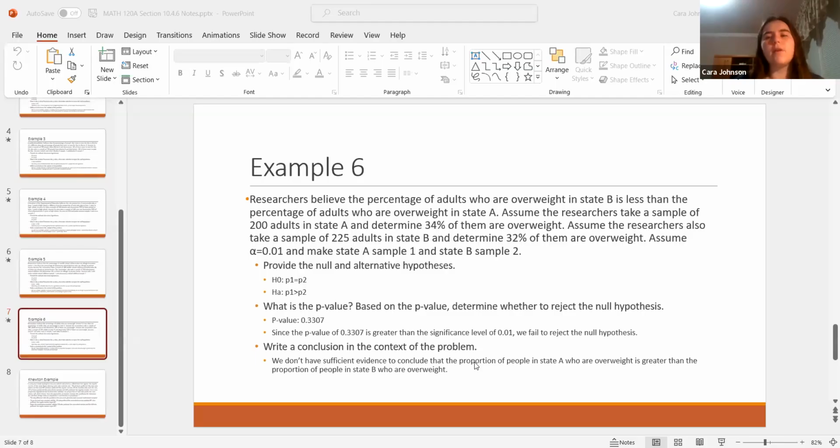So that p-value is greater than our significance level, so we're going to fail to reject. If we fail to reject, that means we don't have enough evidence to say the alternative is true. So we don't have enough evidence to conclude that the proportion of people in state A who are overweight is greater than the proportion of people in state B who are overweight.